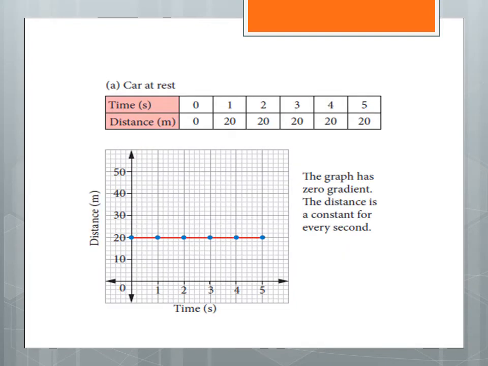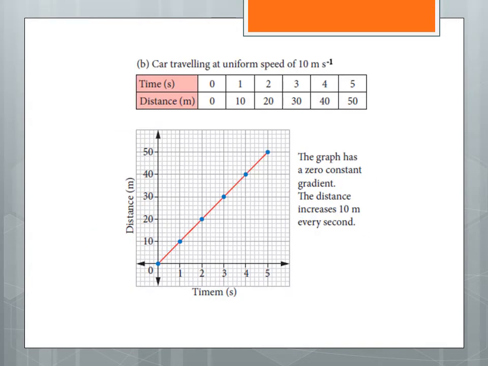Time 0, 1, 2, 3, 4, 5 we can put on the x axis. Distance 0, 20, 20, 20, 20. This is plotting. We plot from 1 to 20, 2 to 20, it will be a straight line. The graph has 0 gradient. The distance is constant for every second. It is constant, a straight line.